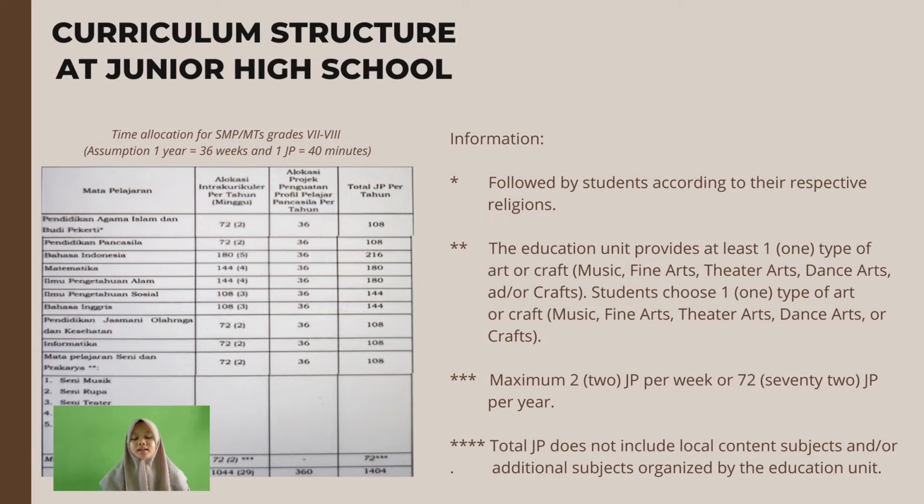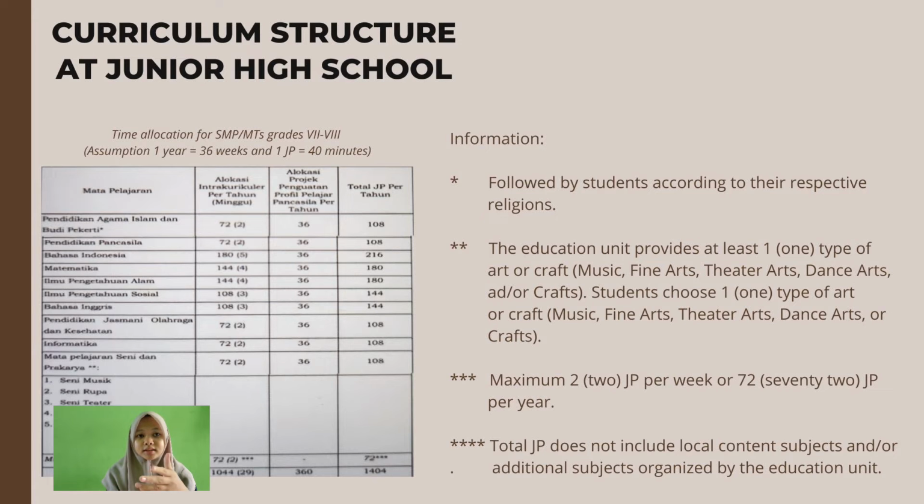In this slide, it is explained about curriculum structure at junior high school, but different from the before slides. This is explained about time allocation for junior high schools, grade 9. The before slides explained grades 7 and 8, and now explain about time allocation for junior high school, grade 9.